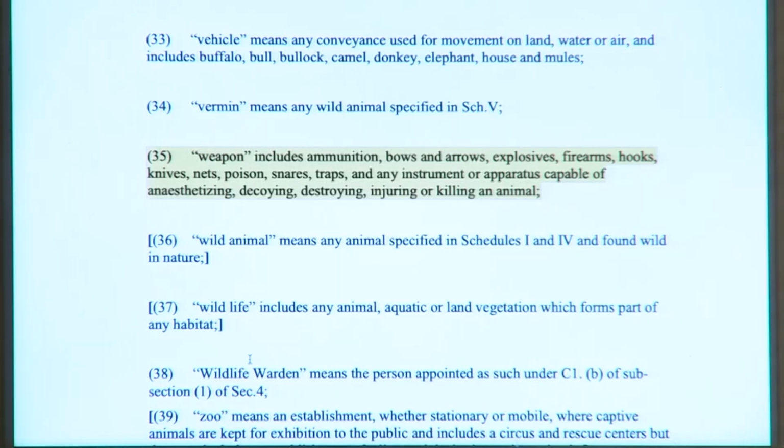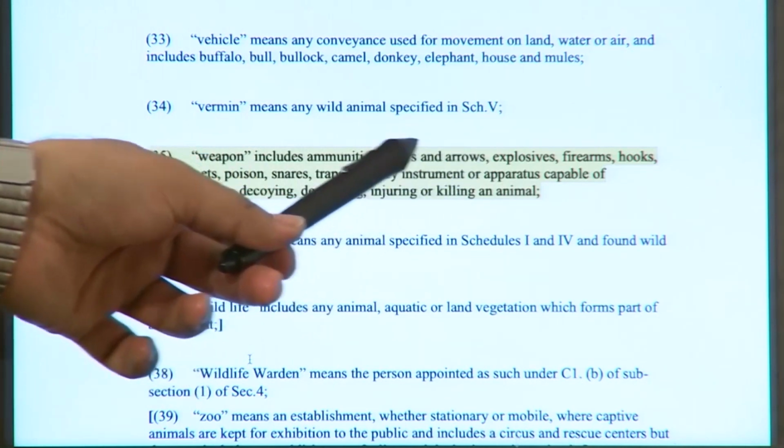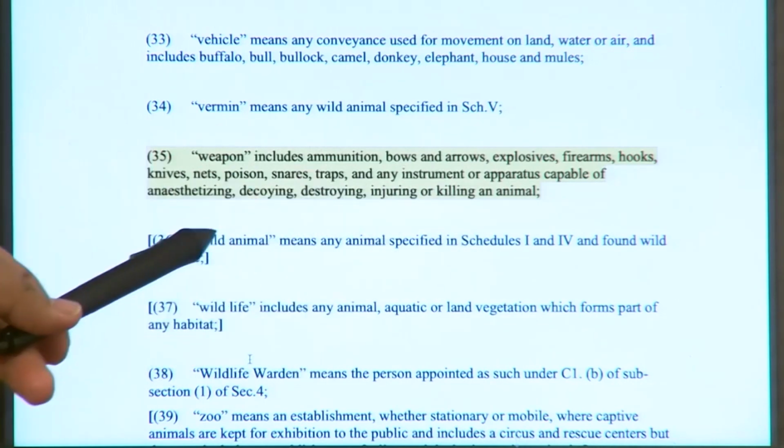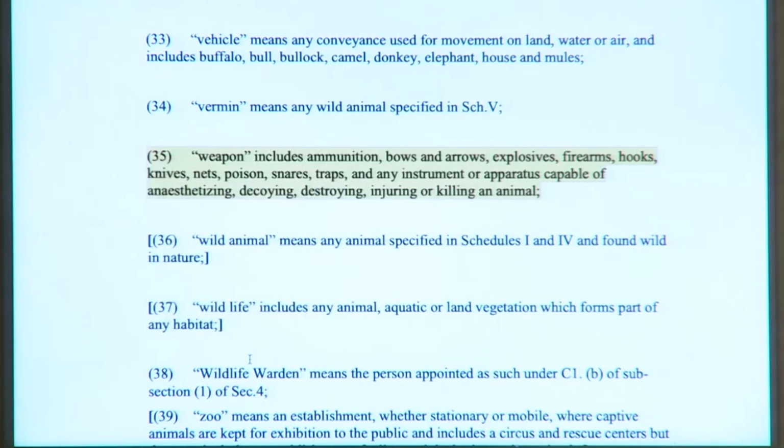Similarly, if somebody is taking a darting gun inside a forest to capture an animal, is that darting gun a weapon? You are not using it to kill the animal, you are only using it to anesthetize the animal to be able to capture the animal. Now, in that case, is your darting gun or the immobilizing gun a weapon? So, the answer is, is it an instrument or an apparatus that is capable of anesthetizing the animal? If it is yes, then yes, your darting gun is a weapon.